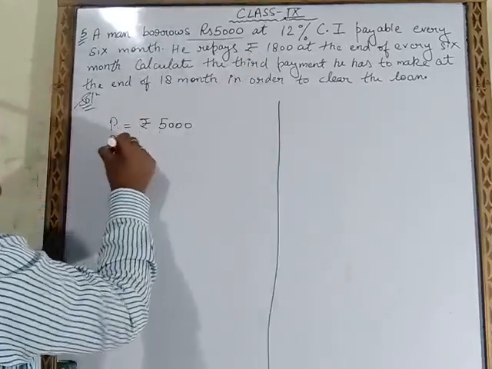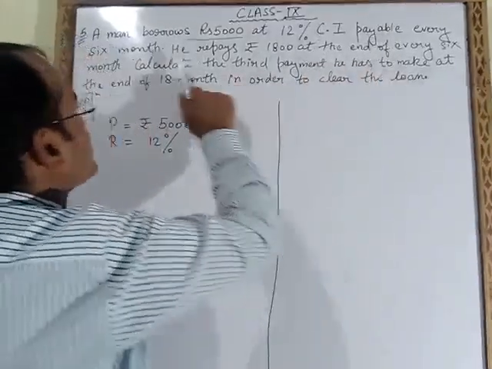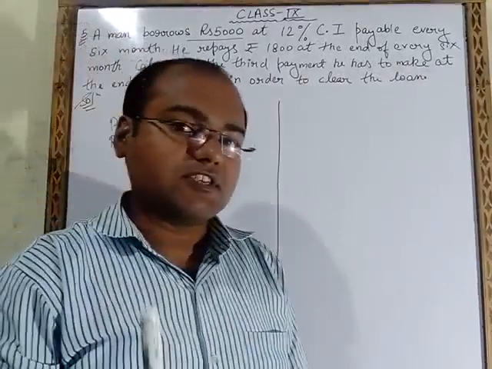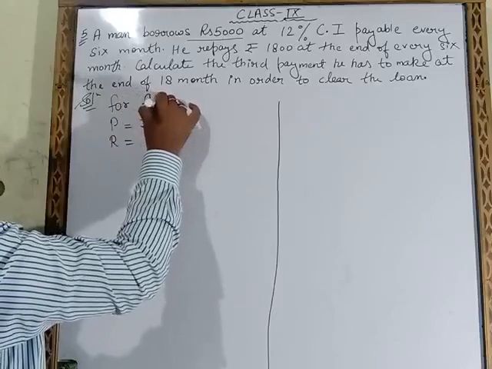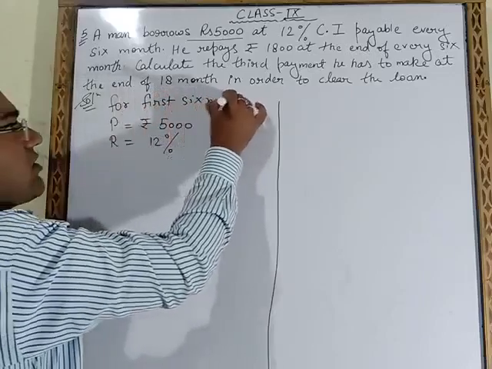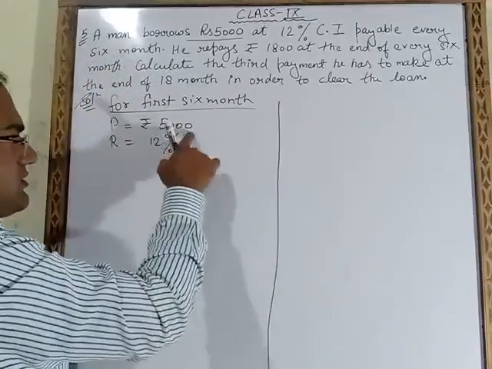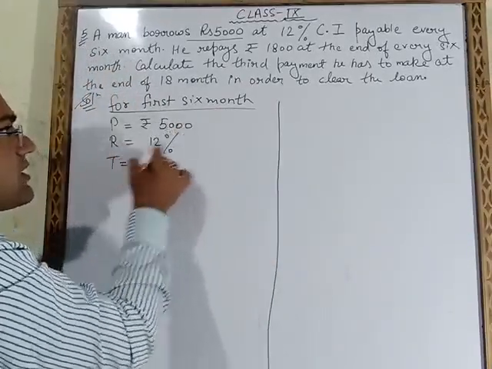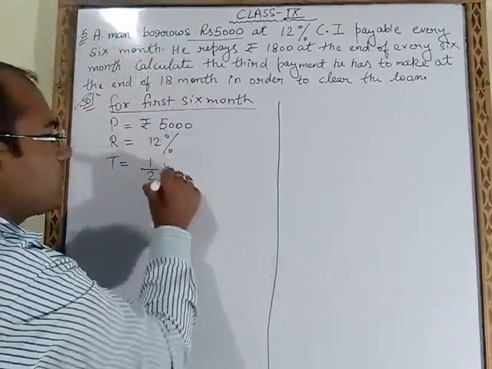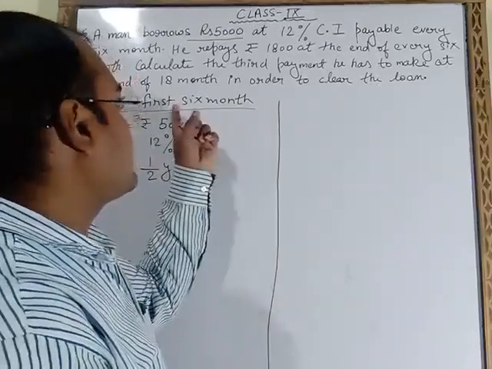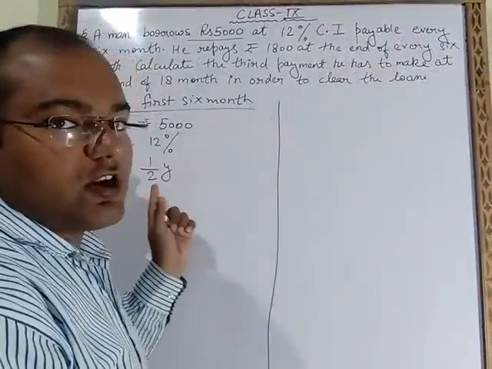The rate is 12%, compound interest, payable every 6 months. Every 6 months means we have to find it for the first 6 months. First of all, we have to put one heading for the first 6 months. Principal is this much, rate is this much, time is 6 months. 6 months means half year, so we take 1 upon 2 years, because the question says it is payable every 6 months. That's why time is equal to half year.